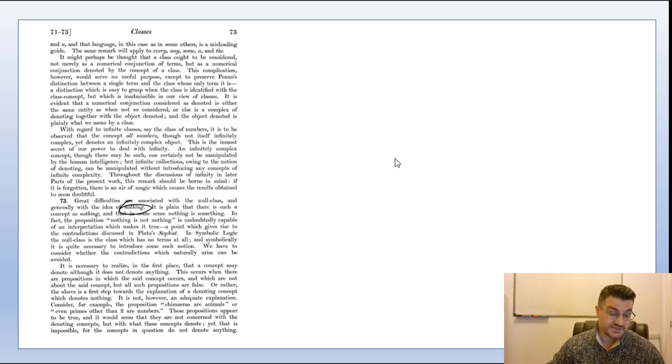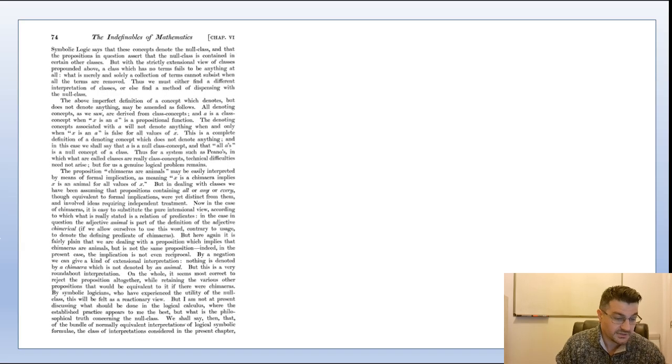All denoting concepts, as we saw, are derived from class concepts, and A is a class concept when X is an A is a propositional function. So this was in either chapter 4 or chapter 5, I can't remember. The denoting concepts associated with A will not denote anything when and only when X is an A, the propositional function, is false for all values of X. This is a complete definition of a denoting concept which does not denote anything.